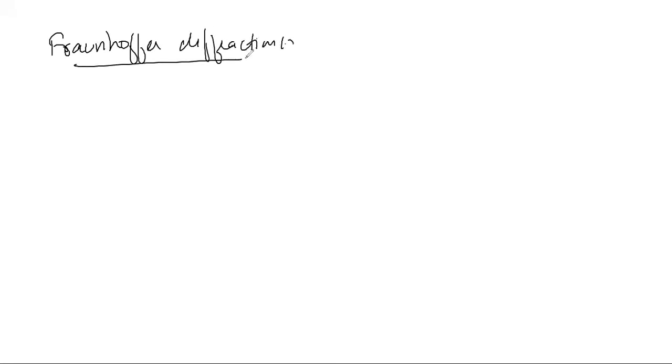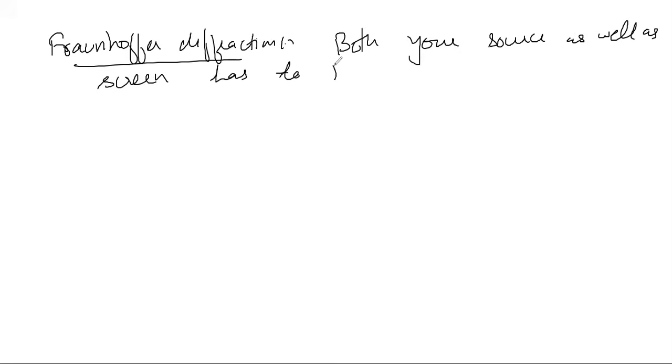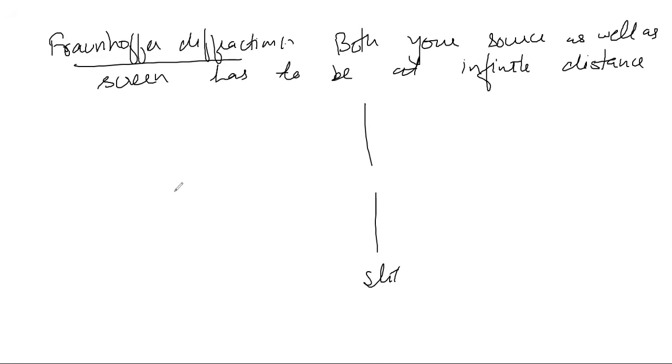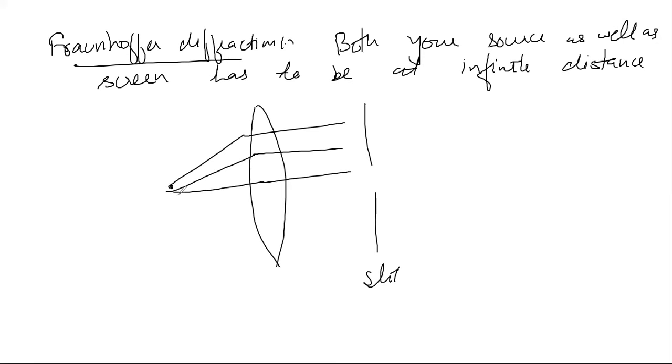And here the condition is that both your slit, your source as well as screen has to be at infinite distance. So what you do basically is that if this is your slit, you have the source somewhere here, you can place a convex lens here. Your light rays here would look as if they are coming from a source which is placed at an infinite distance.